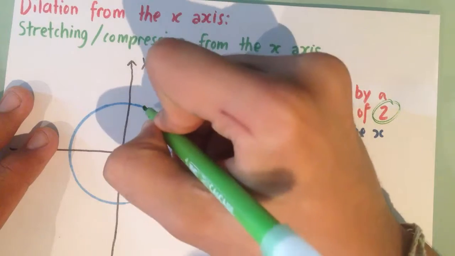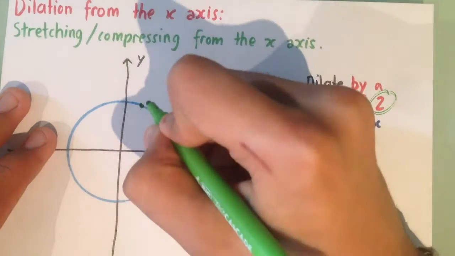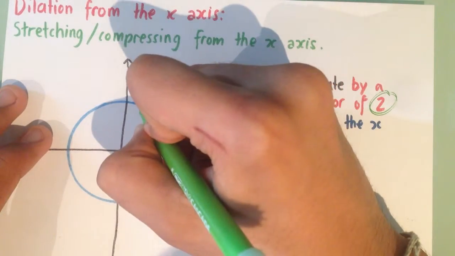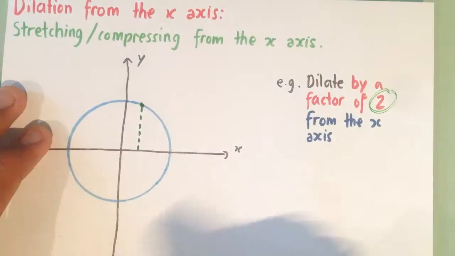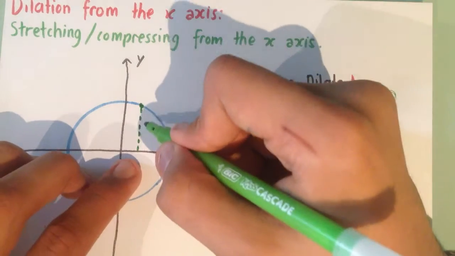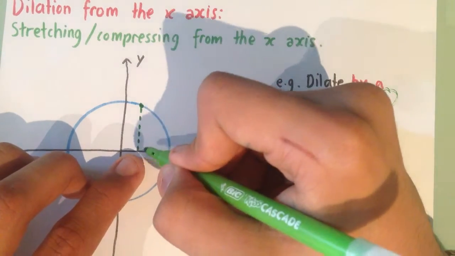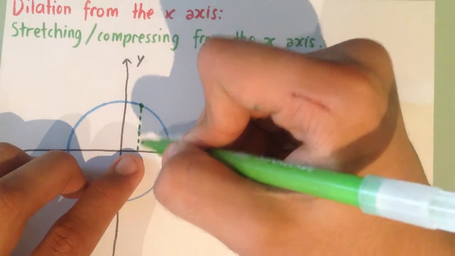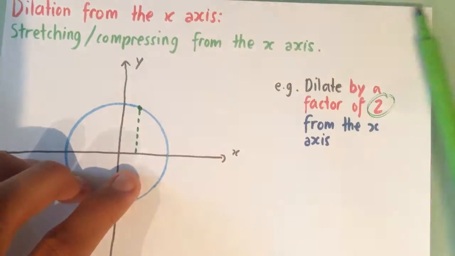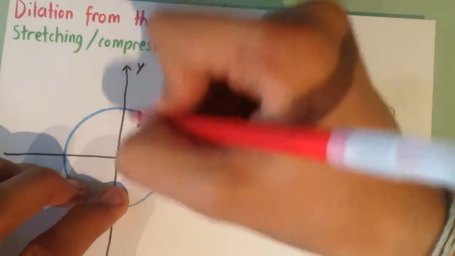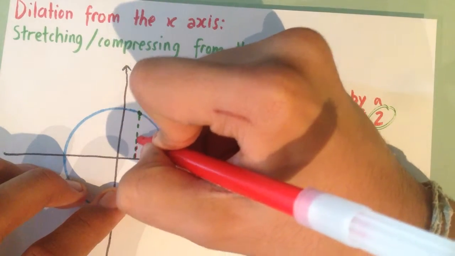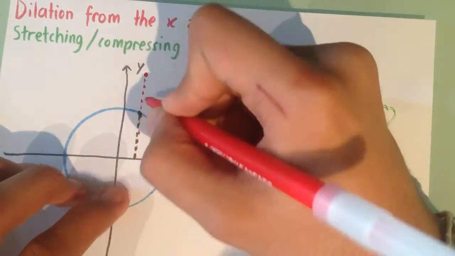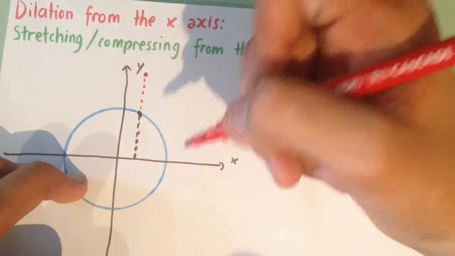and we see how far away that point is from the x-axis. So the distance between this point and the x-axis is that. That line represents the distance between that point and the x-axis. It's saying dilate by a factor of 2. That means whatever this distance is, we're going to multiply it by 2. So the new distance is going to be twice the original distance. So it's going to be this red distance here. So this point will go over there.